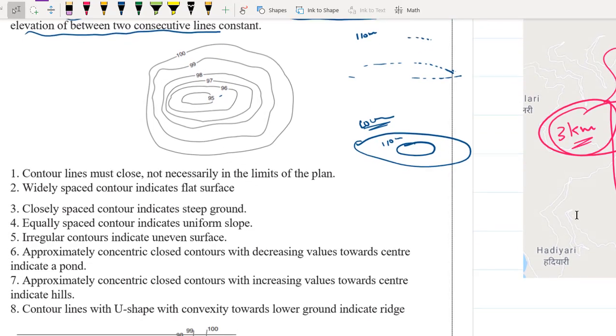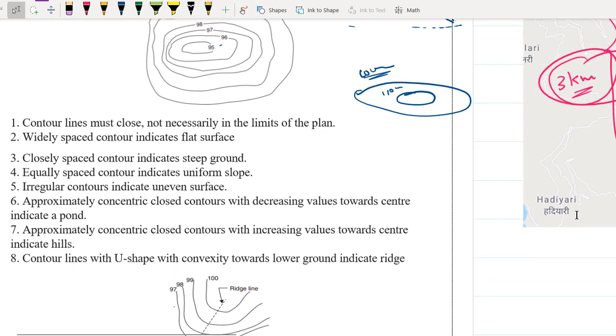Perfect. Now there are some properties of these contour lines and very important bits come from this. Short questions in your ESE, not GATE, definitely in ESE and SSC JE type examinations. So you have to remember 12 odd points and the chapter is finished.